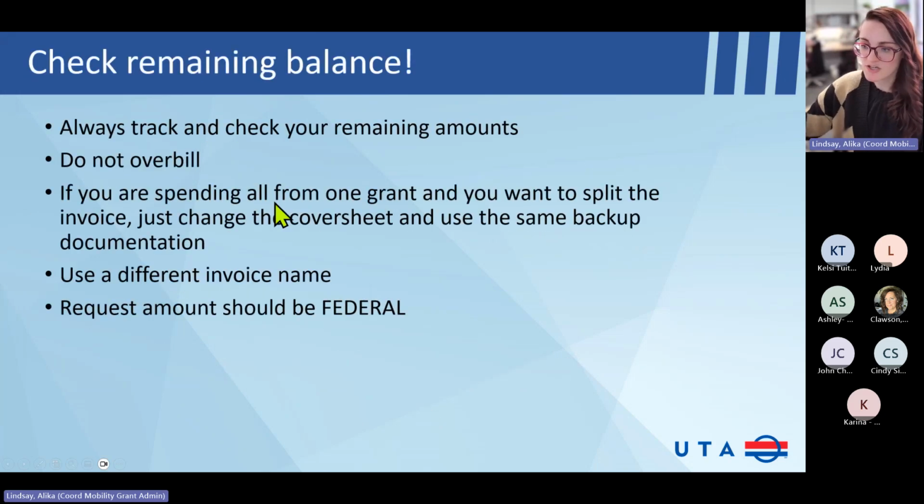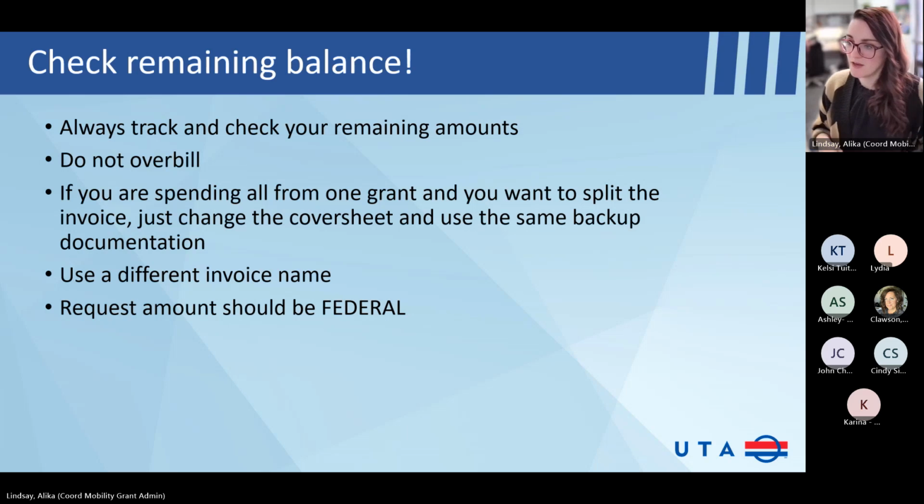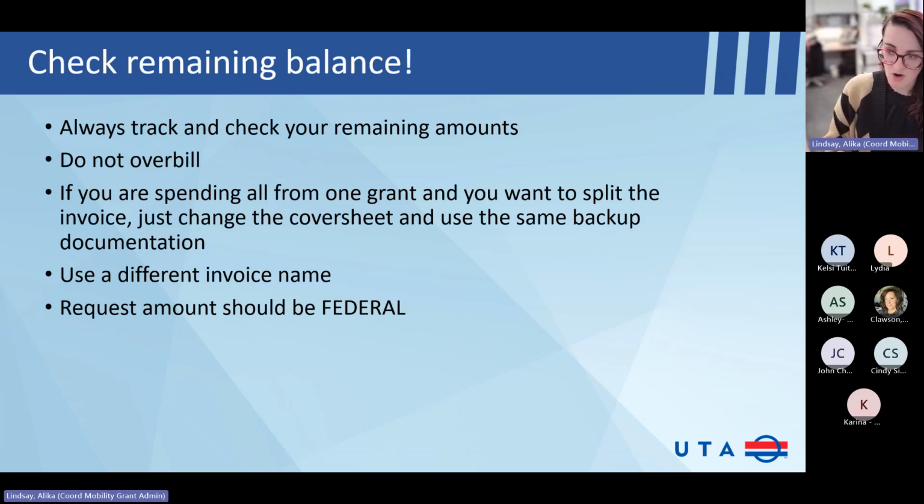Check remaining balance, where I showed you in the line items in the reimbursements tab. Always check there, make sure your remaining amounts are correct, put it on your cover sheet. Don't overbill. It just helps us not to make mistakes if you can catch it first and not overcharge. That helps us avoid accidentally overpaying, which shouldn't happen, but mistakes happen. If you are spending all from one grant and you want to split the invoice, like I said, you can just change the cover sheet, use the same backup documentation, and then use a different invoice name. And remember, your requested amount is always the federal amount that you're requesting a check for or payment for.